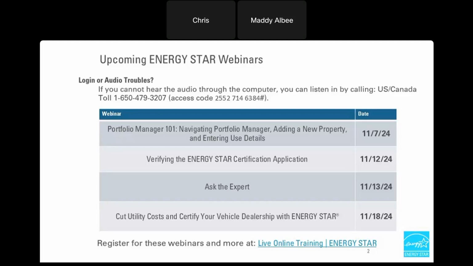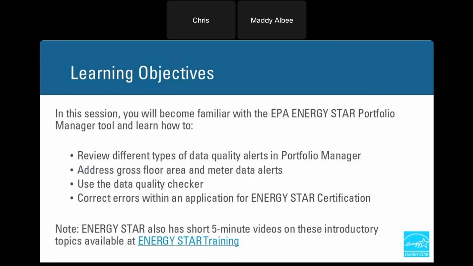Without further ado, we'll get on to our learning objectives for today. In today's session, first we'll touch on this introduction, then we are going to learn how to review different types of data quality alerts in Portfolio Manager. We'll address gross floor area and meter data alerts. We will use the data quality checker, and we will troubleshoot other common errors within the application for Energy Star certification. And at the end, we will do a Q&A portion of the webinar.